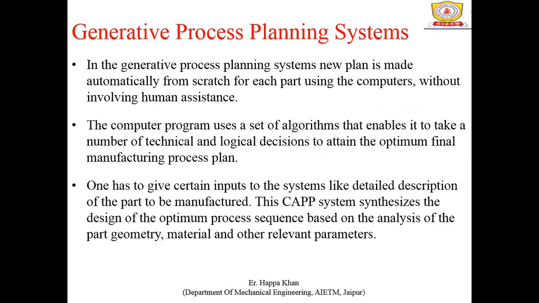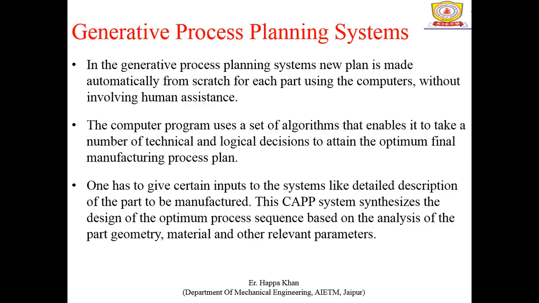Now we will discuss the second type of computer aided process planning. The second type of process planning is the generative type process planning system. In a generative process planning system, a new plan is made automatically from scratch for each part using the computer, without involving human assistance.